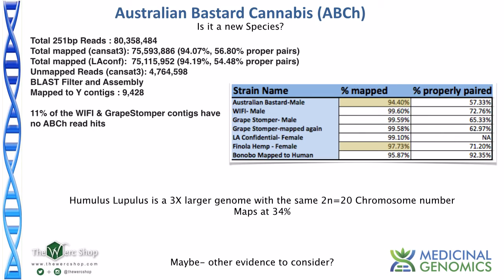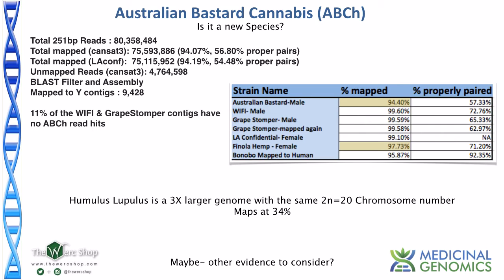But to get a sense of speciation, take something like bonobo, which is another primate, and you map it back to human, you get 95.8% mapping. So this Australian bastard sample is clearly more diverged than bonobo is to human, and clearly more diverged than Finola hemp is to drug type cannabis.